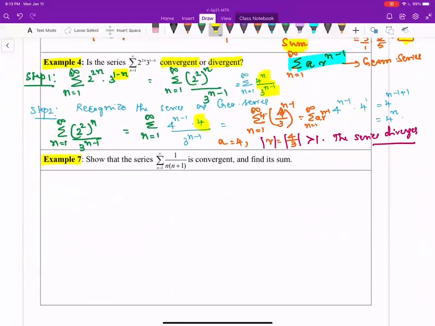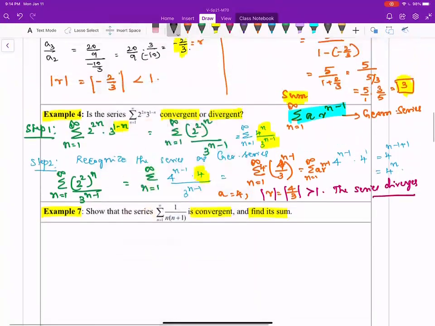So in this example, show that the series sigma n from 1 to infinity of 1 over n times n plus 1 is convergent and find its sum. If you take a closer look at this problem, earlier you have seen only geometric series. You notice that this series is definitely not a geometric series. Because the question is also finding its sum, it's possible that we have to think along the lines of partial sum. So let's first find the partial sum.